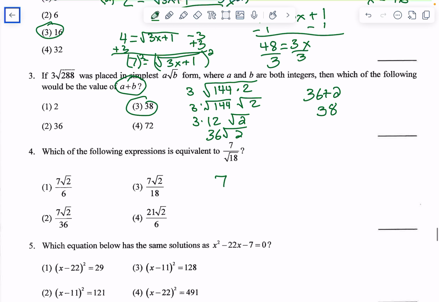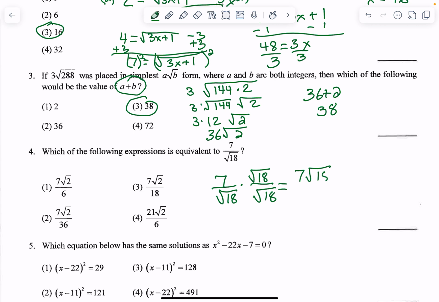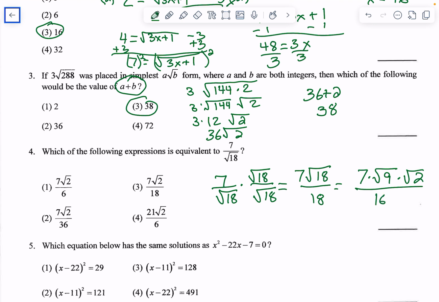All right, to simplify this one, we rationalize the denominator by multiplying both the top and the bottom by the square root of 18. So this becomes 7 square root of 18 over, when you multiply these two, just 18. And then we could do 7 times the square root of 9 times the square root of 2, so we broke the 18 into 9 and 2, over 18. And then that becomes 7 times 3 square root of 2 over 18, which is 21 square root of 2 over 18.